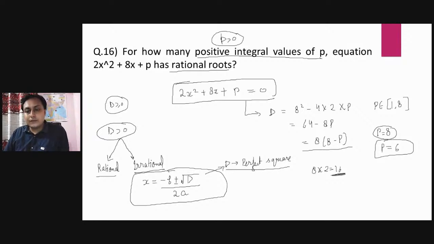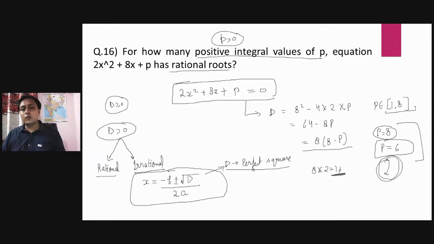When p equals 5, 8 minus 5 is 3, 3 into 8 is 24, not a perfect square. p equals 4: 4 into 8 is 32, not a perfect square. p equals 3: 5 into 8 is 40, not a perfect square. p equals 2: 6 into 8 is 48, not a perfect square. p equals 1: 7 into 8 is 56, not a perfect square. So out of these 8 values, only these two possible values of p give rational roots. So the answer is 2.